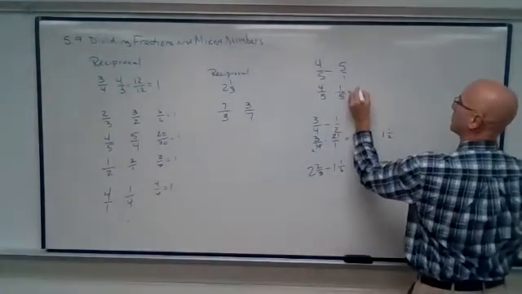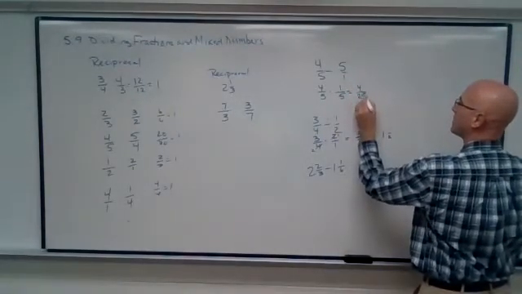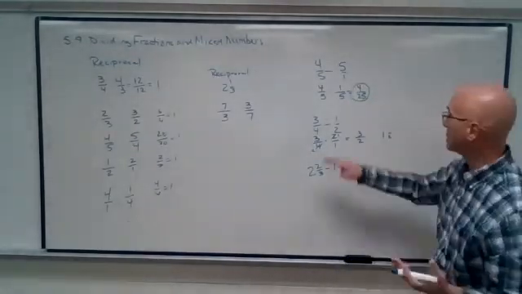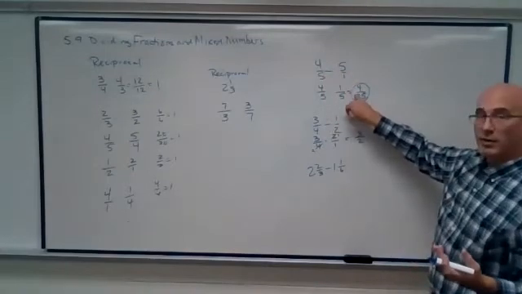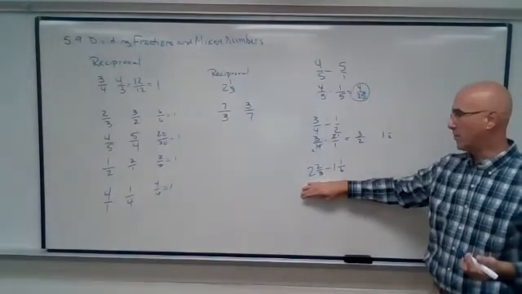Okay, so let's multiply. 4 times 1 is 4. 5 times 5 is 25. And that is our simplest form fraction. That is our answer. So 4/5 divided by 5 is 4/25. Let's do one where we have two mixed numbers.